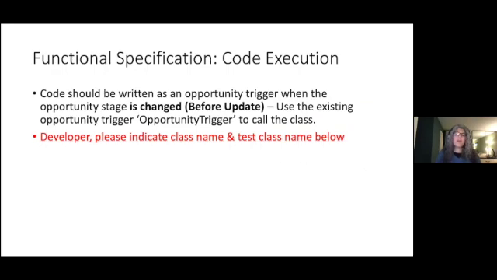So this would be an example. Code should be written as an opportunity trigger when the opportunity stages change before update. Use the existing opportunity trigger, or call the class. Developer, please indicate the class name and test class name below.